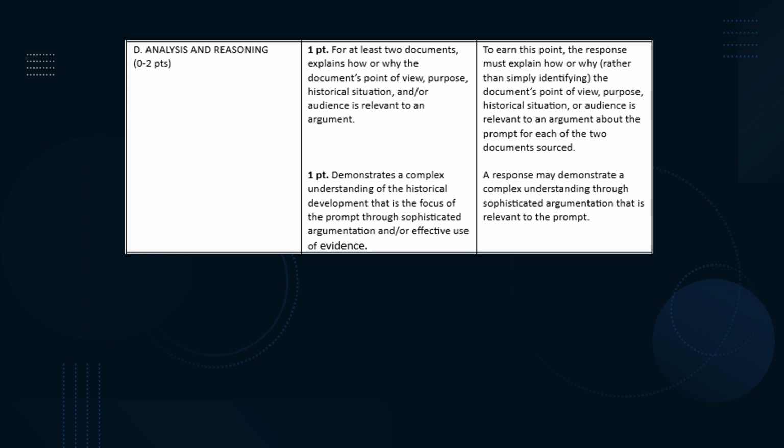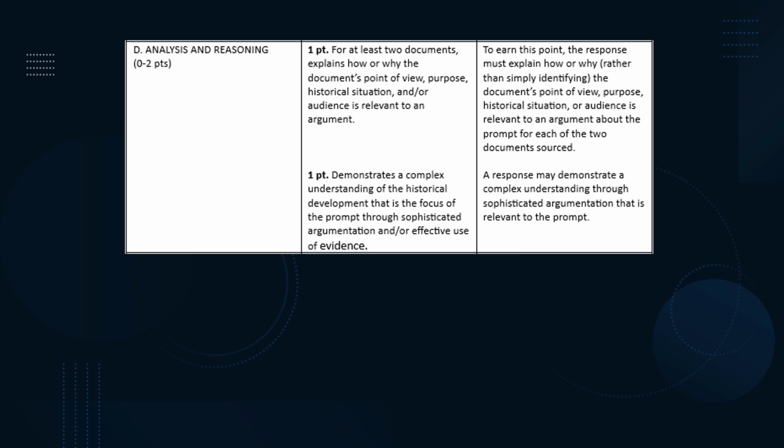The fourth section of the rubric is analysis and reasoning, and it is worth 2 points. The first point is awarded for sourcing at least 2 documents. This means that you are able to demonstrate how its historical situation, audience, purpose, or point of view is relevant to your argument. You should be able to attain this point if you adequately analyzed and explained your evidence in support of your thesis.